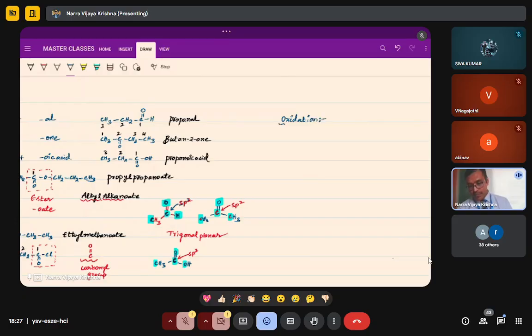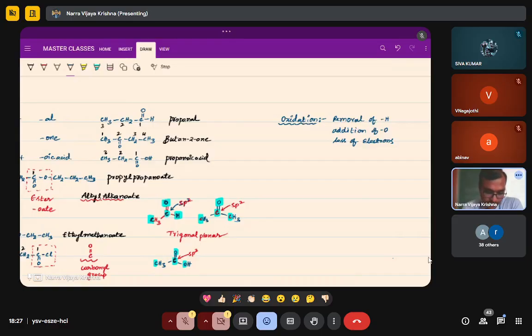We already know oxidation means addition of oxygen or removal of hydrogen, right? Removal of H or addition of O, or both. By removing H, if I add O, then also oxidation. Without removing H, if I add O, that is also oxidation. Without adding O, if I remove H, also oxidation. Or loss of electrons. If I remove electrons also, oxidation.